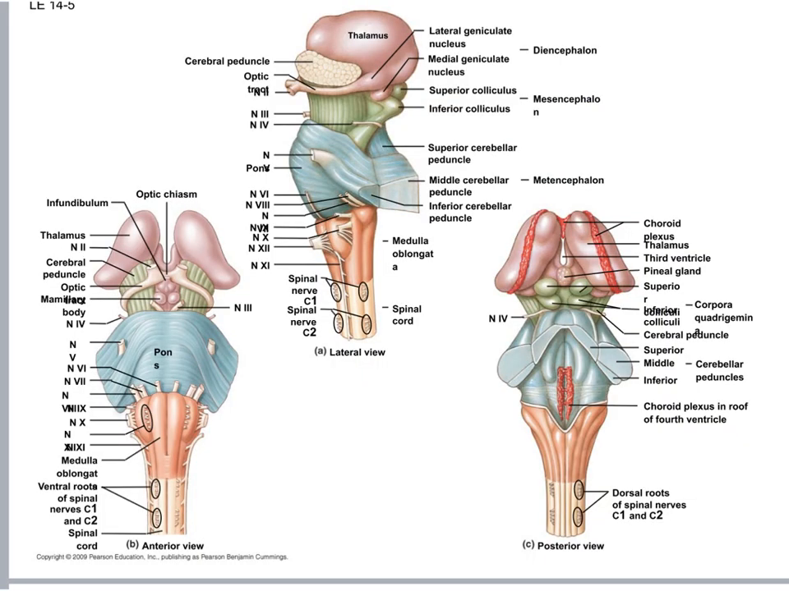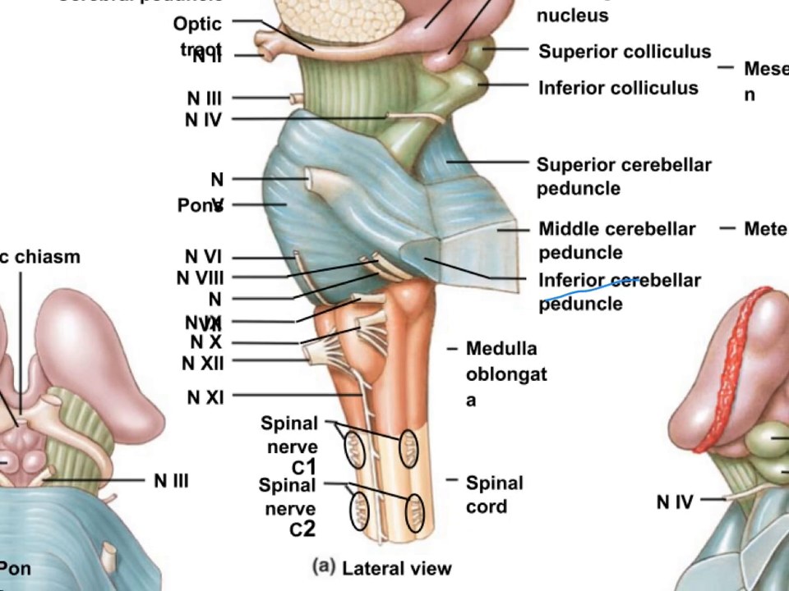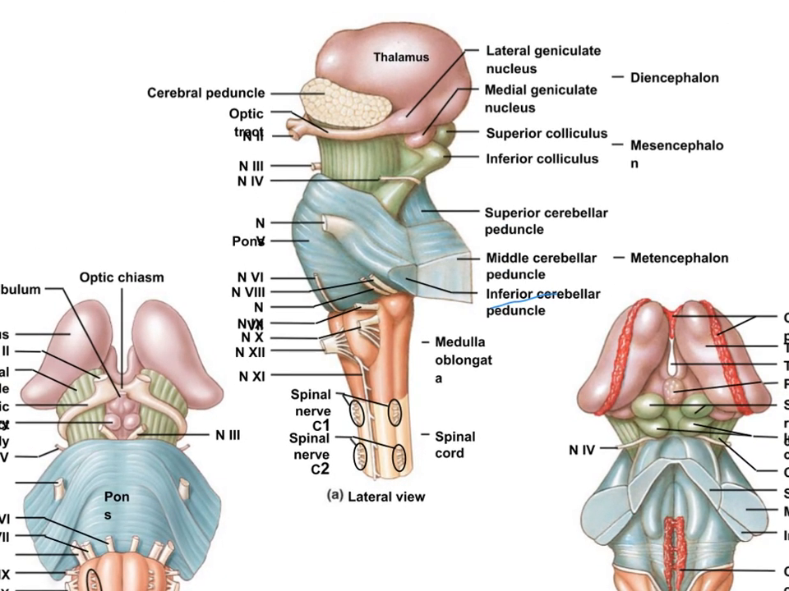Let's start by looking at the brainstem. And so we're gonna start by looking at the medulla oblongata. So when we look at this picture here, we can see this down here is the medulla oblongata. So this kind of reddish area, that's the medulla oblongata. And it is continuous with the spinal cord. They're connected to each other. They're not one and the same. They're just connected to each other, okay?